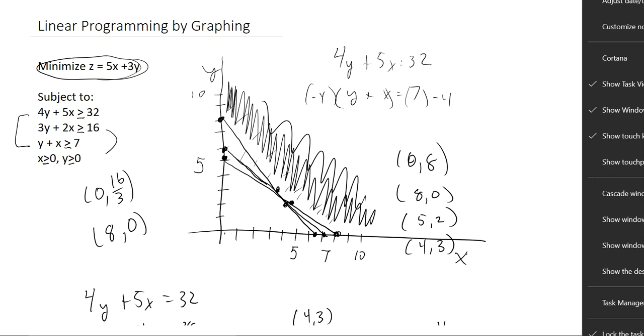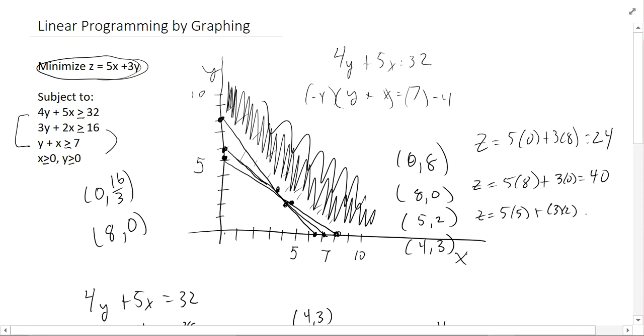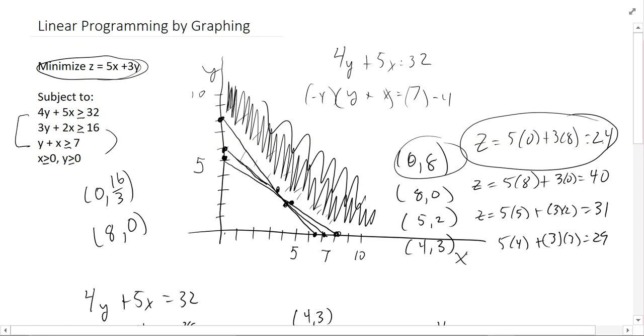If x is 0 and y is 8, then z would equal 5 times 0 plus 3 times 8. That's going to give me 24. At 8, 0, z would equal 5 times 8 plus 3 times 0, which is 40. And at 5, 2, z would equal 5 times 5 plus 3 times 2, 25 plus 6 gives us 31. And 5 times 4 plus 3 times 3 gives us 29. So it looks like my smallest value here is 24 at 0, 8. So the solution would be, our minimum value is 24, z equals 24, at x equals 0, y equals 8.